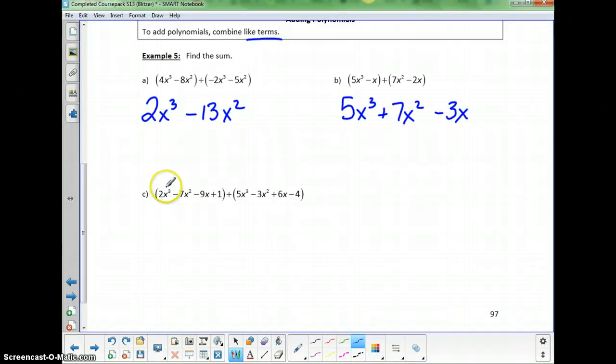And our last one here, 2x cubed plus 5x cubed is 7x cubed. Negative 7x squared plus negative 3x squared is negative 10x squared. Negative 9x plus 6x is negative 3x, and 1 plus negative 4 is negative 3.